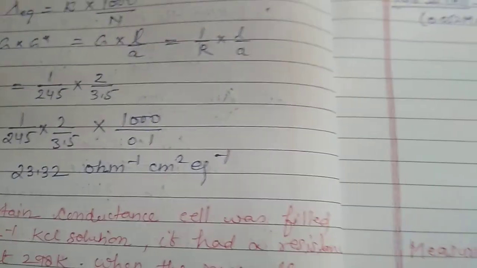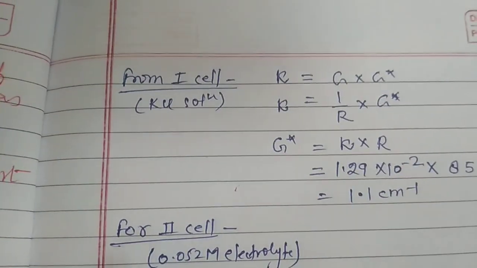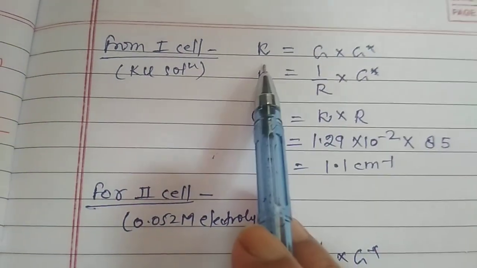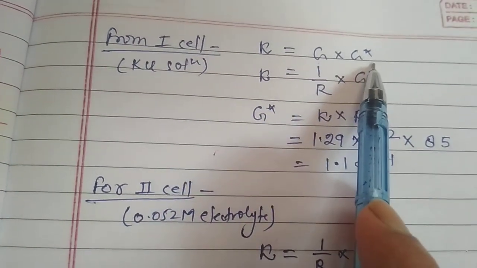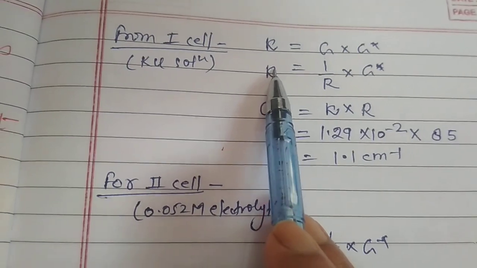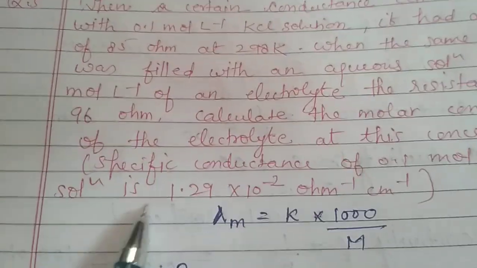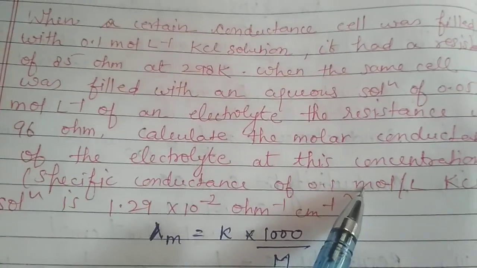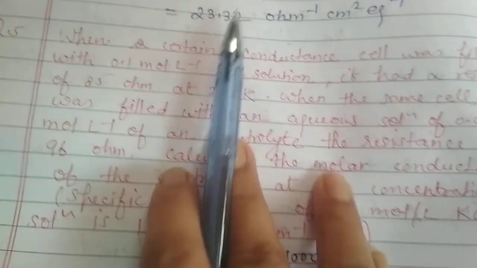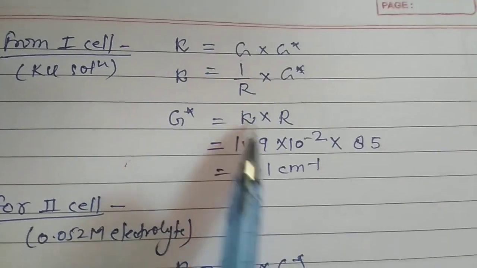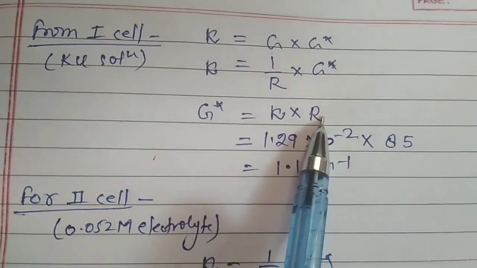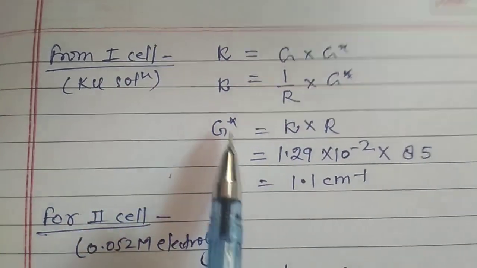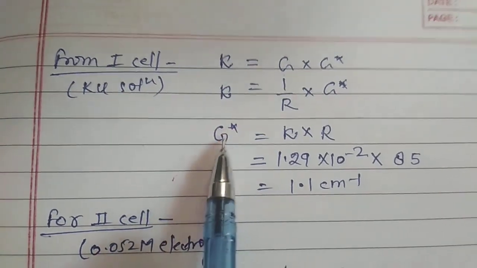So from the first condition, the first cell that we have been given for KCl solution, we are having kappa is equal to G into G star. The value of kappa is given to us here in the question as 1.29 into 10 raised to the power minus 2 ohm inverse centimeter inverse. That is for 0.1 mole per liter KCl solution. The value of kappa is given to us and resistance is also given, that is 85 for that case. So we can find out the value of G star, means cell constant.